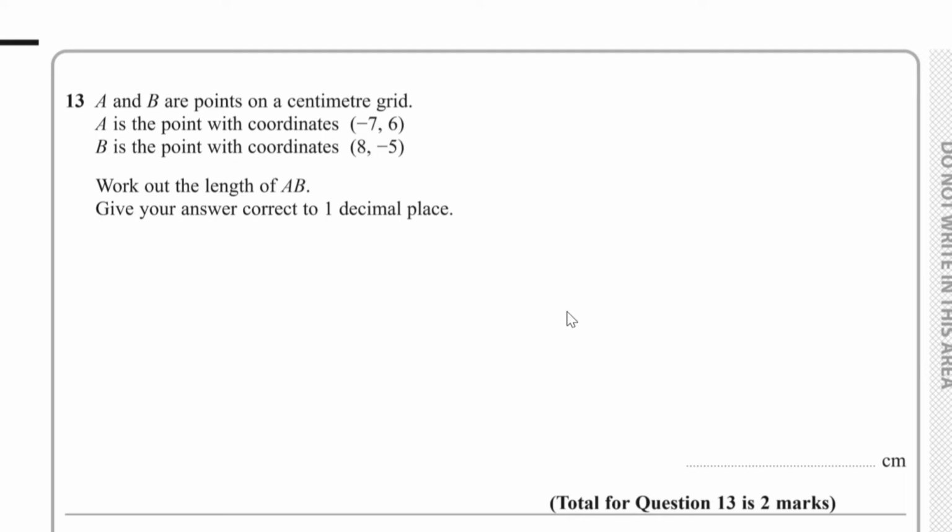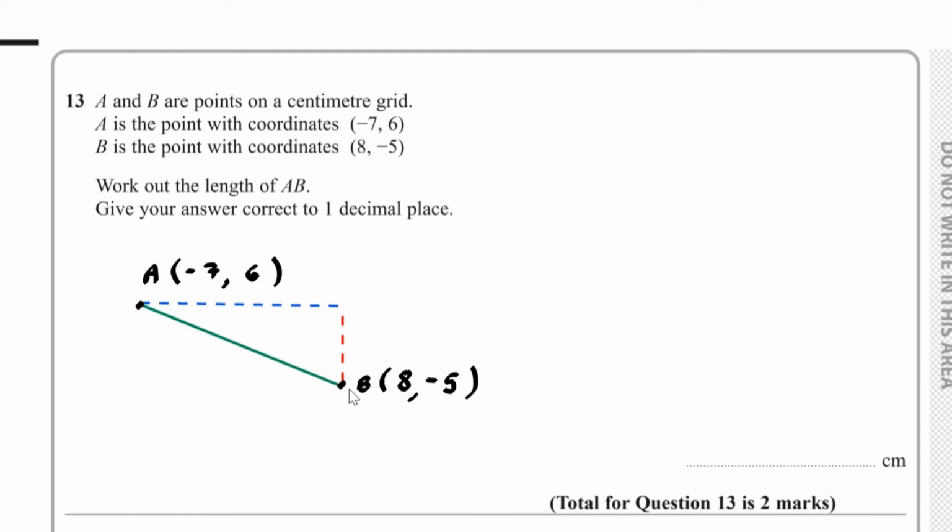Question number 13. A and B are points on a centimetre grid. A is the point with coordinates -7, 6. B is the point with coordinates 8, -5. We have to work out the length of AB correct to one decimal place. Well, if I create a right-angled triangle with the points given, we've got A with coordinates -7, 6 and B with coordinates 8, -5. Now, to go from the -7 to the 8, we add 15. And to go from the 6 to the -5, we subtract 11.